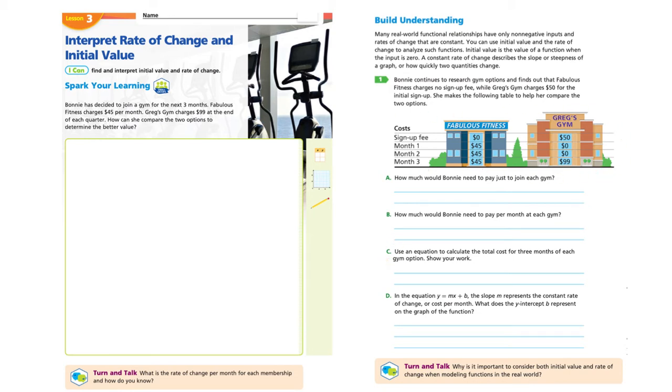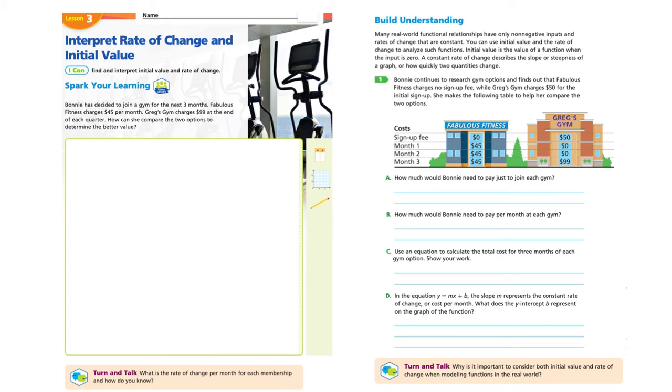And then C and D. C says use an equation to calculate the total cost for 3 months of each gym option. Show your work. And then D, in the equation y equals mx plus b, the slope m represents the constant rate of change or cost per month. What does the y-intercept b represent of the graph of the function? If you did a graph over here, that would be helpful. If you didn't, you can make one now using the information here in the table. So pause the video and work on those, and you'll use this information for C and D as well.